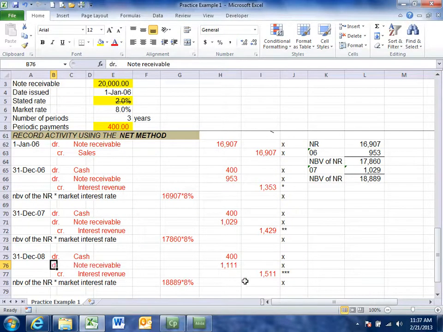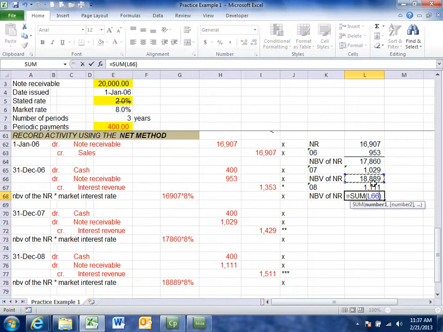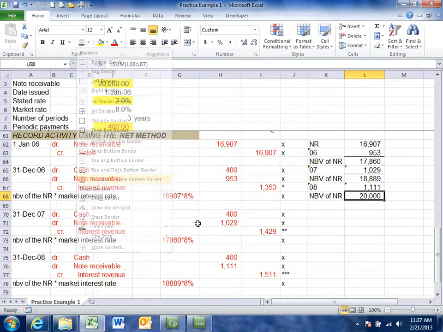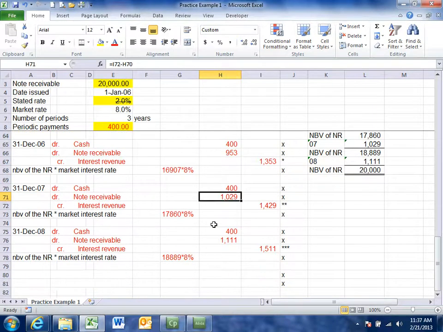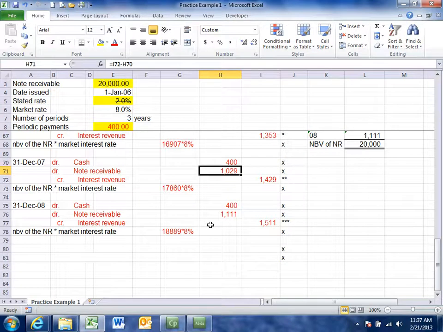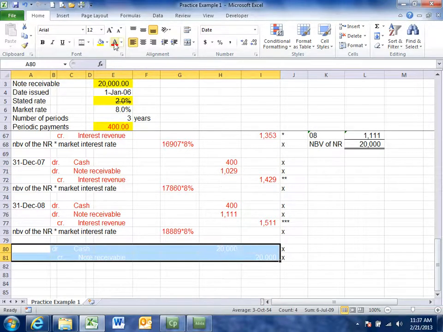Once we journalize and post this entry, watch what happens to the net book value of the note. So in 2008, we added $1,111 to the value of the note. So the note is now sitting on our books at a grand total of $20,000. That's exactly where we want the net book value to be. Now we're in a position to record the final cash payout. The last thing that happens with this note is the customer pays out the face value. So we're simply going to debit cash and credit note receivable for $20,000.